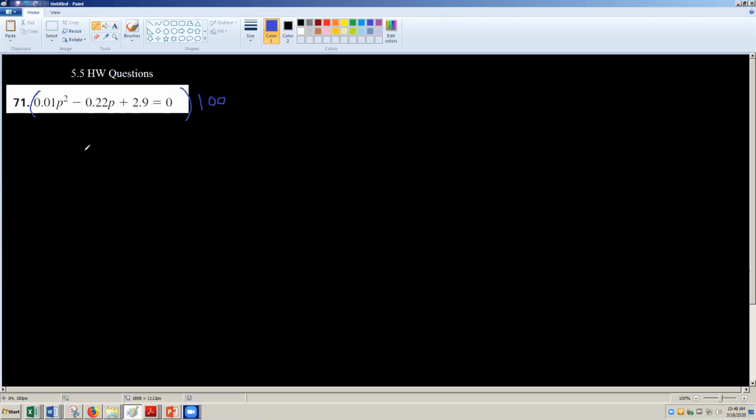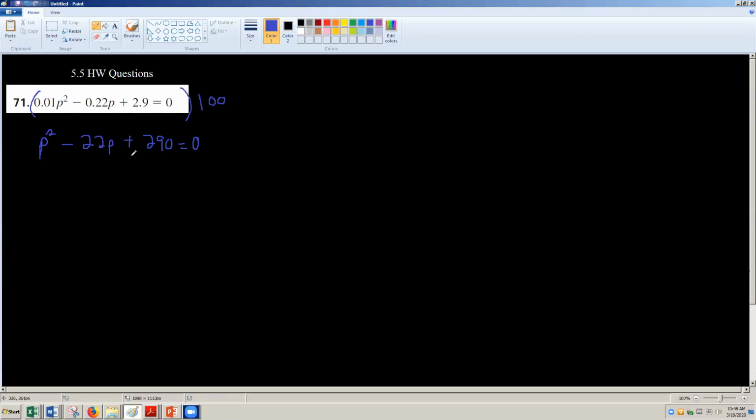Now you can absolutely solve this equation without doing that, but I prefer to do that just because we have it set equal to 0, so why not? So here now this becomes just p squared minus 22p plus 290 equals 0. Well, cool.